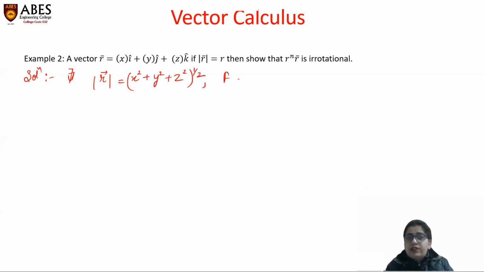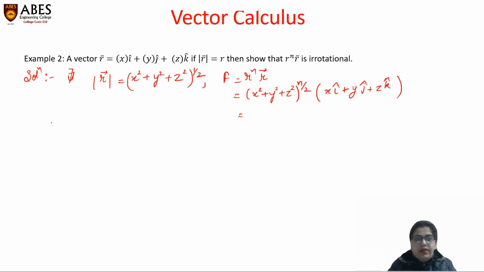So our function is equal to Rn raised to R vector. Your Rn will be x square plus y square plus z square raised to power n by 2 into R vector, that is x i cap plus y j cap plus z k cap. Now we can calculate the curl of this vector, that is f vector.